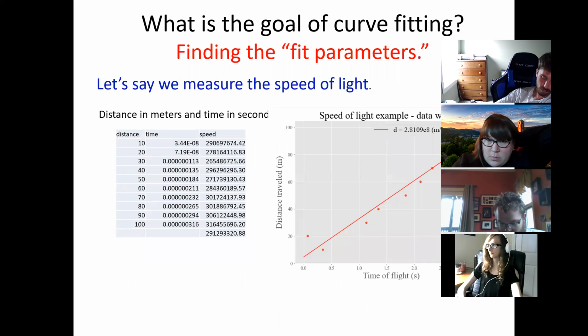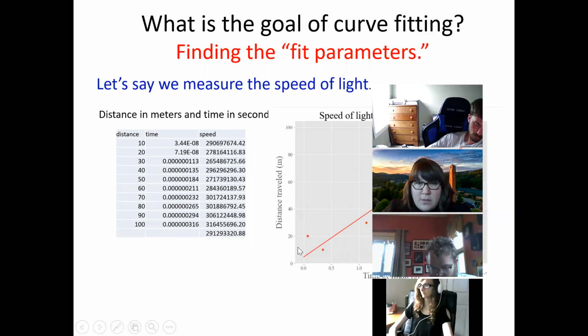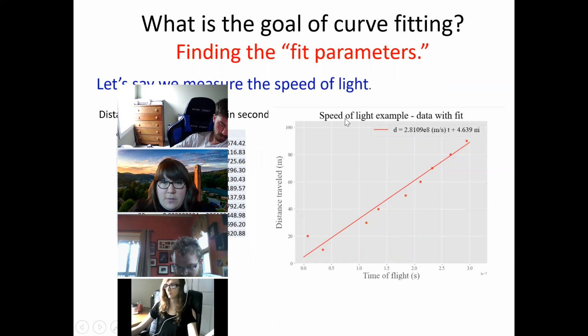Okay, so we have our list of data points on the left, and I put those into Python and did a fit of those data points. We can see that we have our points shown here, we have our curve shown, and here's our equation for our curve. The slope here, 2.8109 e8 meters per second, is going to be the speed of light.